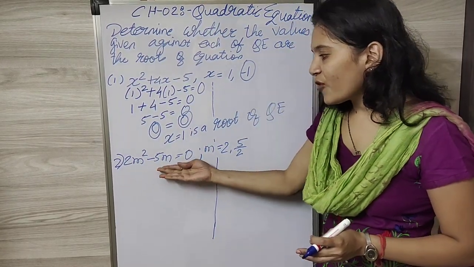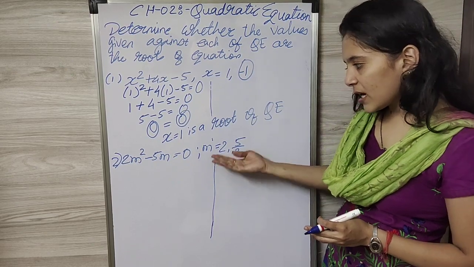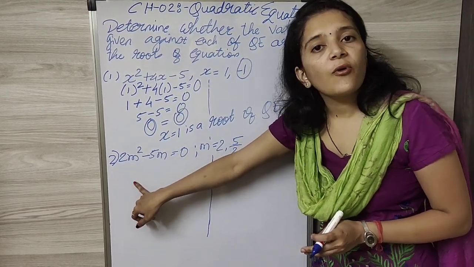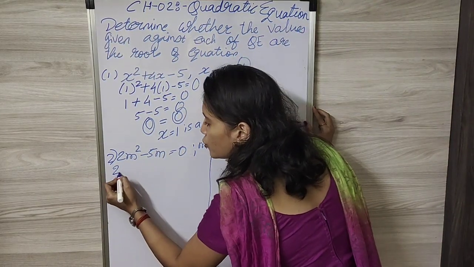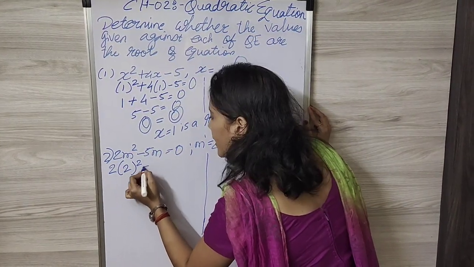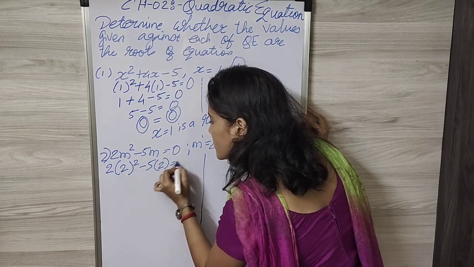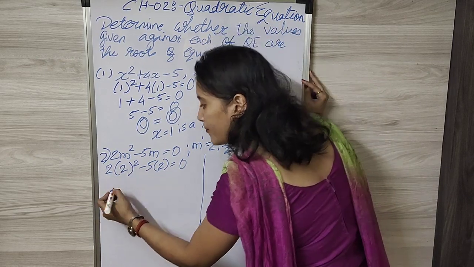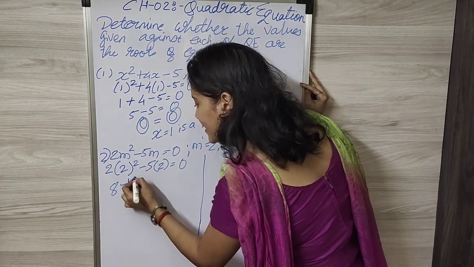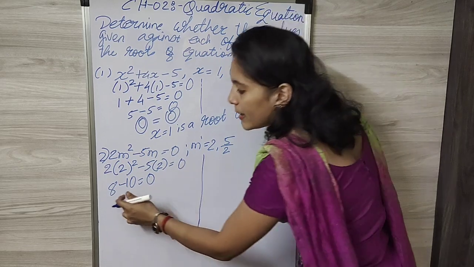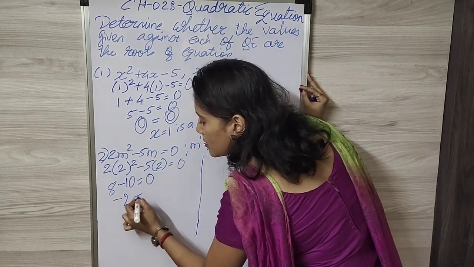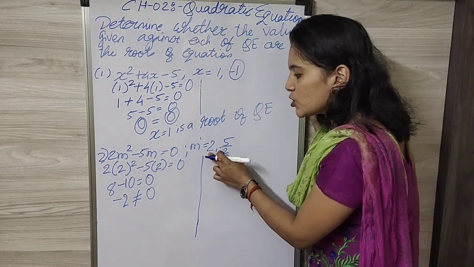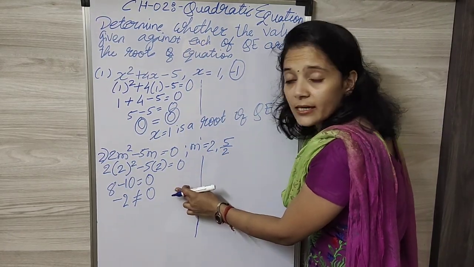2m square minus 5m is equals to 0 and the roots are 2 and 5 by 2. Now I am going to replace 2 in the place of m, right? So 2 into 2 square minus 5 into 2 is equals to 0. 2 square, that is 4. 4 2s are 8. 8 minus 10 is equals to 0. 8 minus 10 becomes minus 2. Minus 2 is not equals to 0. So m is equals to 2 is not a root of this quadratic equation.